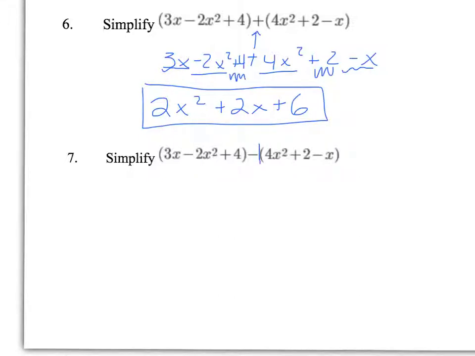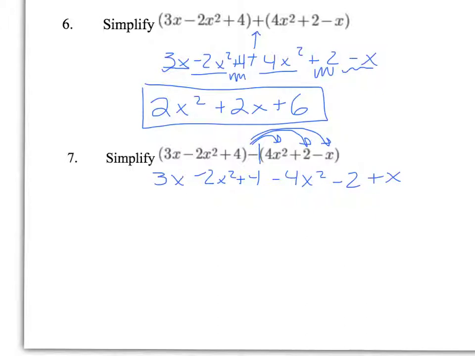There's an invisible 1 here, so I have to distribute my negative 1. If you try and subtract, you're going to make sign errors, almost certainly. So 3x minus 2x squared plus 4, and then when I distribute the negative, negative 4x squared, and then the opposite of 2 is negative 2, and the opposite of negative x is positive x.